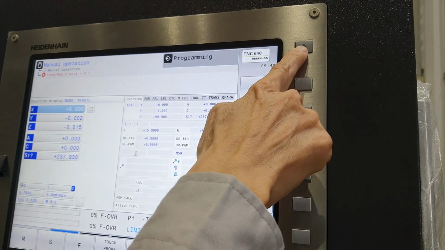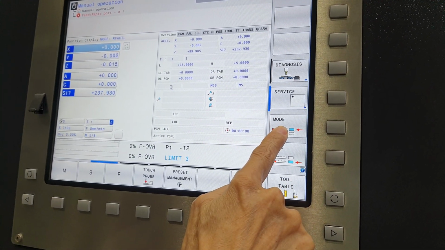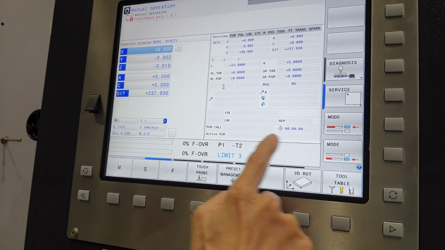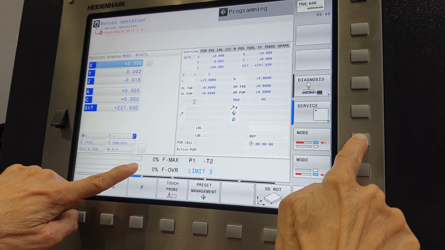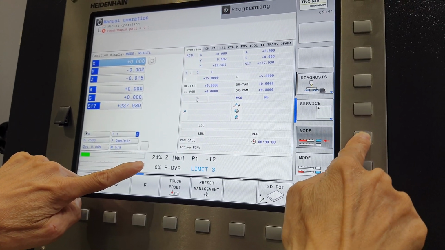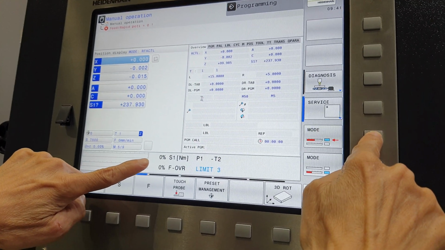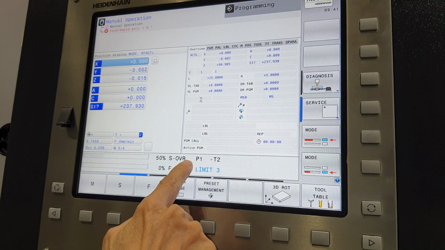push this one, okay? Then there is a mode here. This mode is the control here. You push this mode. Feed rate, X, Y, Z, C, A, S1, S. Okay, here.